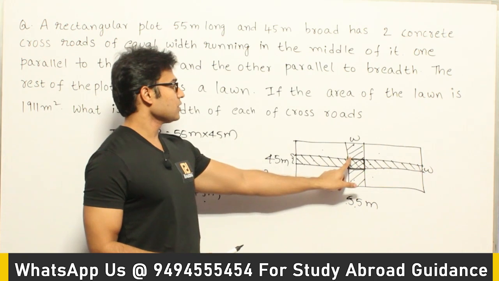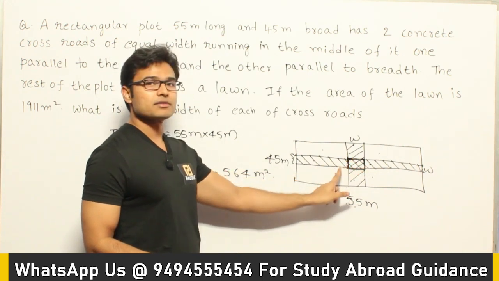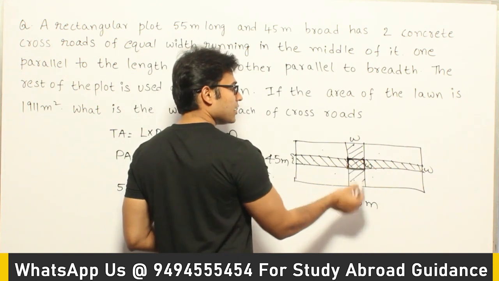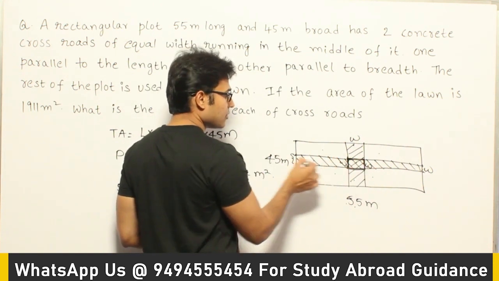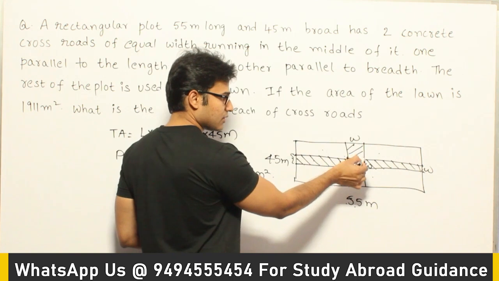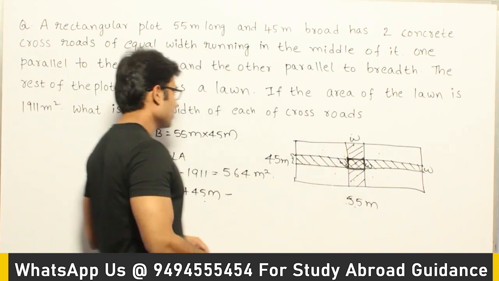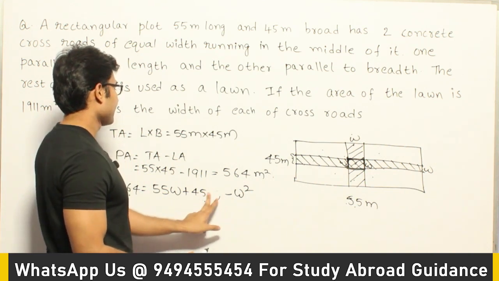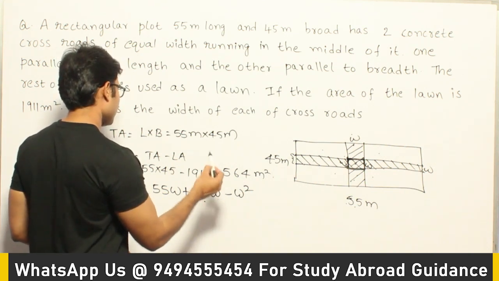Now how to count it? If you observe this, it is a square with all the sides equal to W. This one will be W, this one will be W, because this part is W, as well as this one will be W because this part is W. So what is the area of that square? W square, right? So 45W, right?